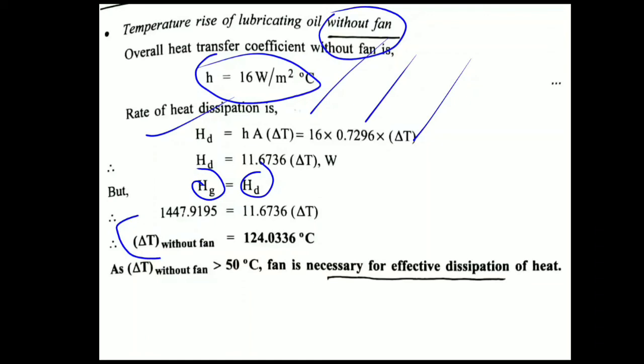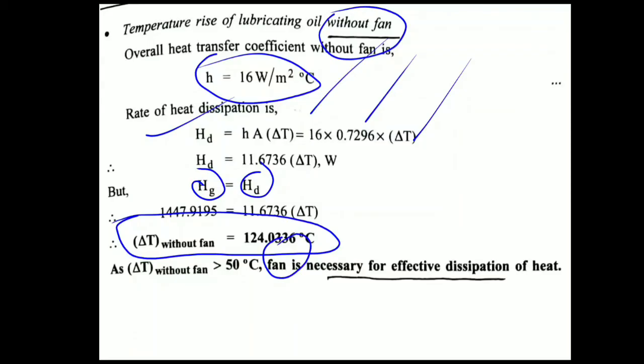So it means that if the temperature of lubricating oil without fan is more than 50 degree, listen, more than 50 degree, a fan is required to cool, otherwise the teeth are worn out, correct? If the value for lubricating oil without fan is more than 50 degree, the fan should be used for effective dissipation of heat. Clear? So the answer is fan should be used.